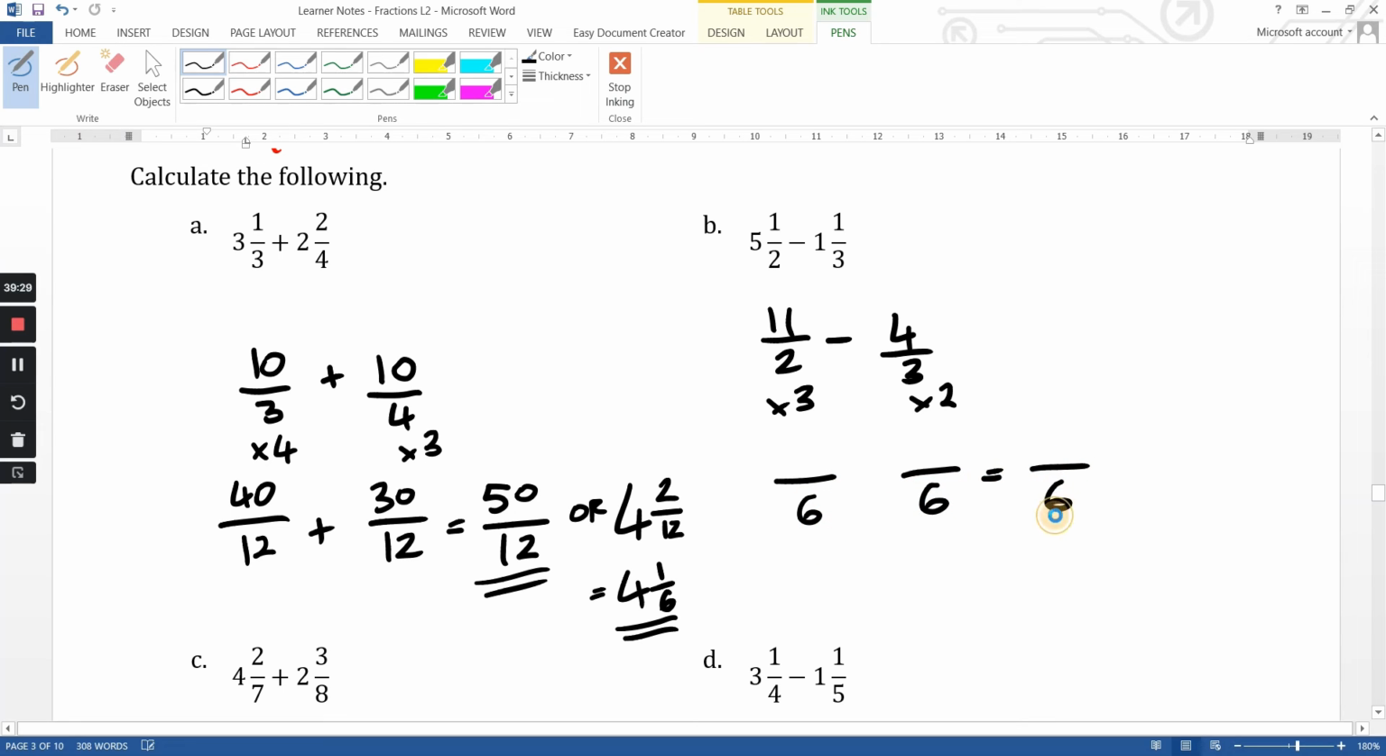So is my answer, and it's take away. That's going to give me 33, take away 8, which is 25. Yep, you can leave your answer like that, or what would that be as a mixed number? That's going to be 4 and 1/6.